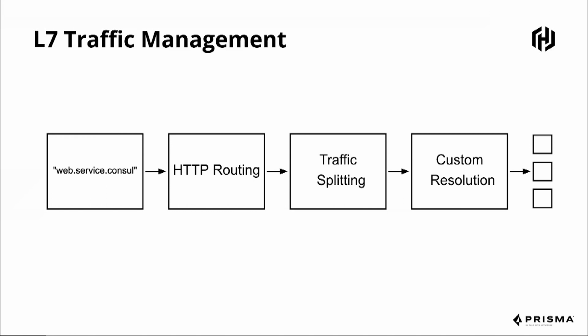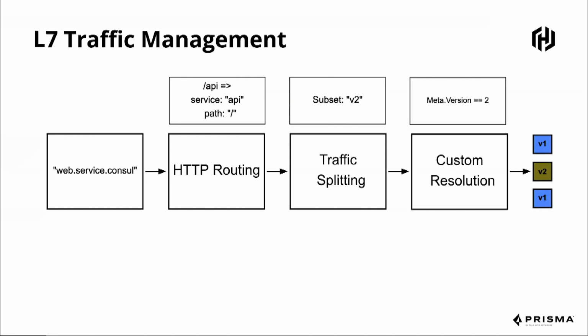And so an example for this would be, say we have an API service. So any requests that come in for web.service.consul/API, we don't want to send to our backend web service. We actually want to send those to our API service. And so we're able to create an HTTP routing rule that says, for that traffic that matches that path, send it to service API instead. Also, strip off the API part of the path so that it's just getting the request as is.